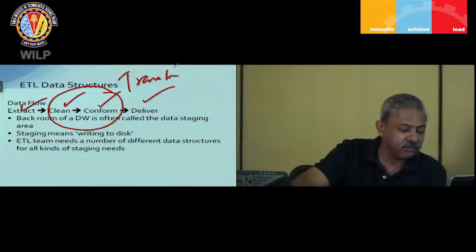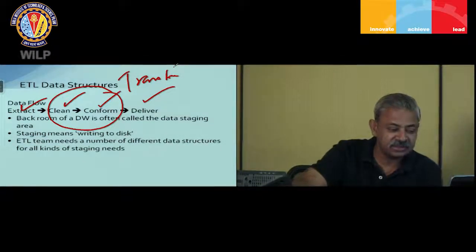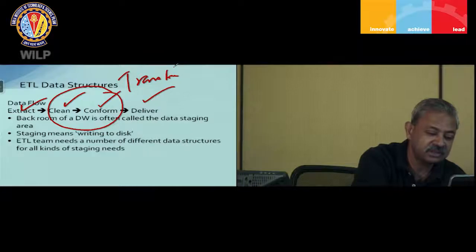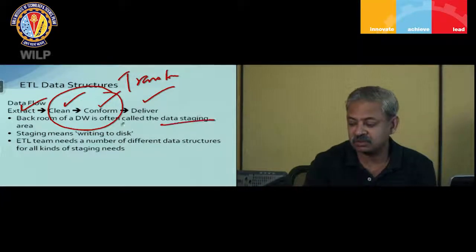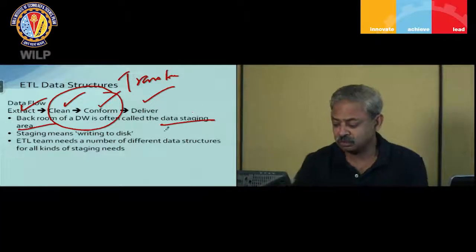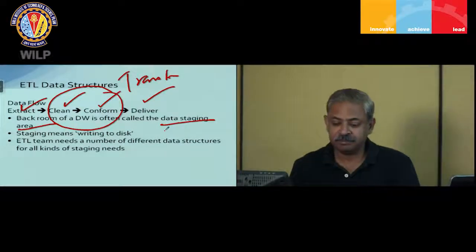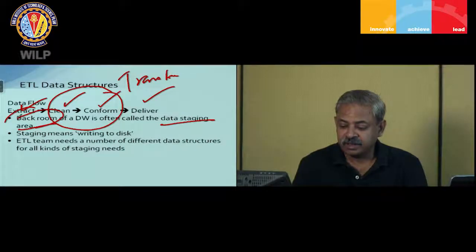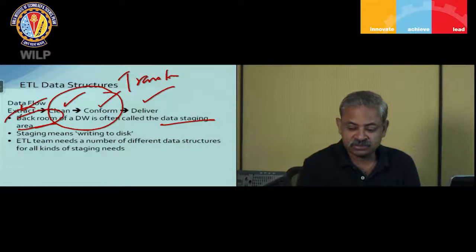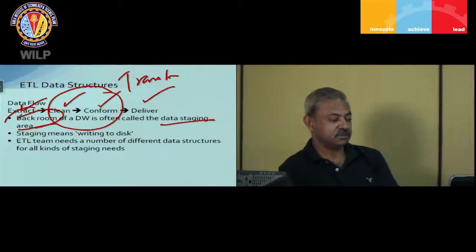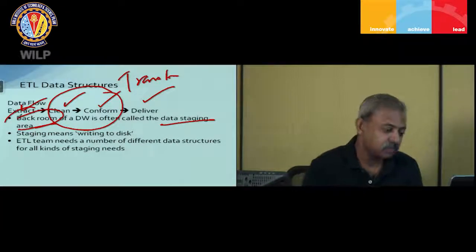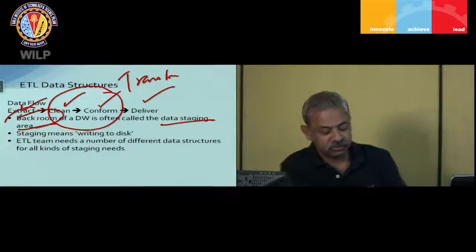And the back room of a data warehouse is often called the data staging area. Staging means writing to disk, as I explained to you earlier. And this data staging area, as I said, this term is no longer used these days. A better term is back room for a data warehouse. And the ETL team needs a number of different data structures for all kinds of staging needs. So depending upon the kind of processing you want to do, you would want to choose a suitable data structure for doing this.